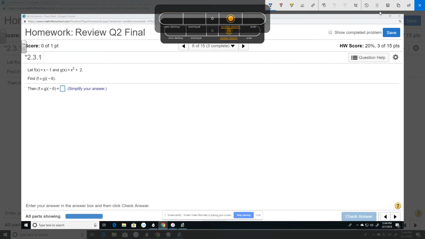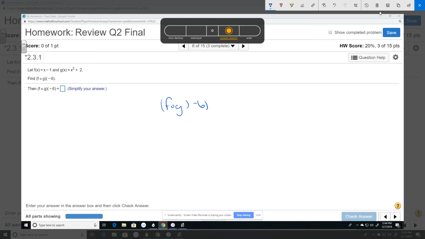And g of x equals x squared plus 2. Find f of g of negative 6. Remember this sign right here: f of g of negative 6 means I'm going to take negative 6 and plug it into g first. So here's my g function, x squared plus 2, and I'm going to plug in a negative 6. So negative 6 squared plus 2.